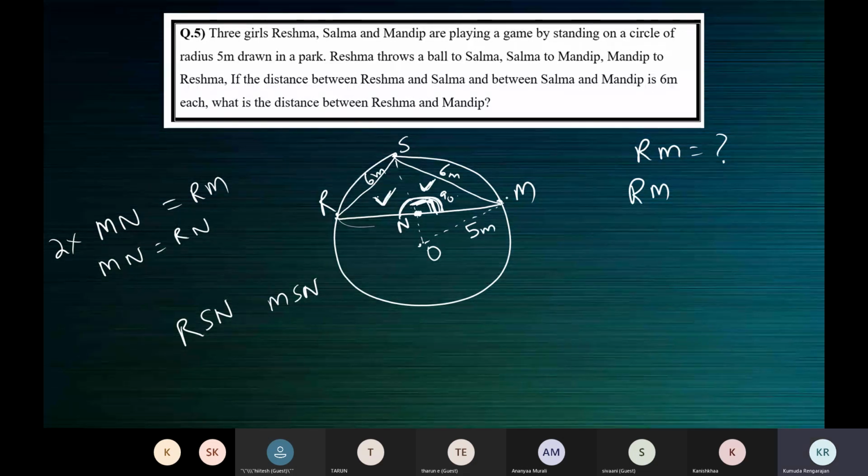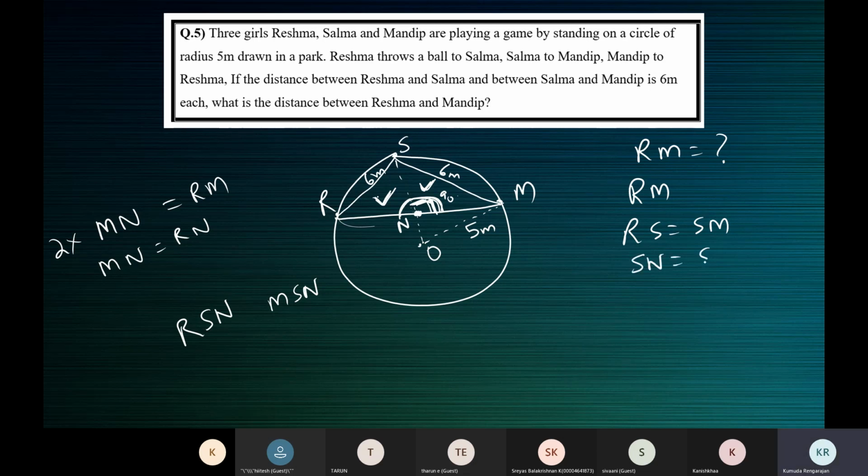Now let's see the equalities available to show that these two triangles are congruent to each other. We know that RS of the first triangle is equal to SM of the second triangle, because it's given that each of them is equal to 6 meters. Then SN is equal to SN, the side common to both triangles.